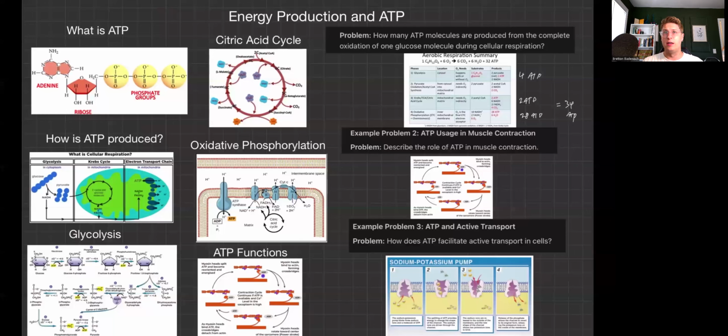Understanding energy production and ATP is crucial for mastering cellular biology and metabolism for the MCAT. ATP serves as the primary energy currency of the cell, fueling various essential functions that we've talked about. The intricate processes of glycolysis, the citric acid cycle, and oxidative phosphorylation ensure that our cells have a constant supply of this vital molecule.